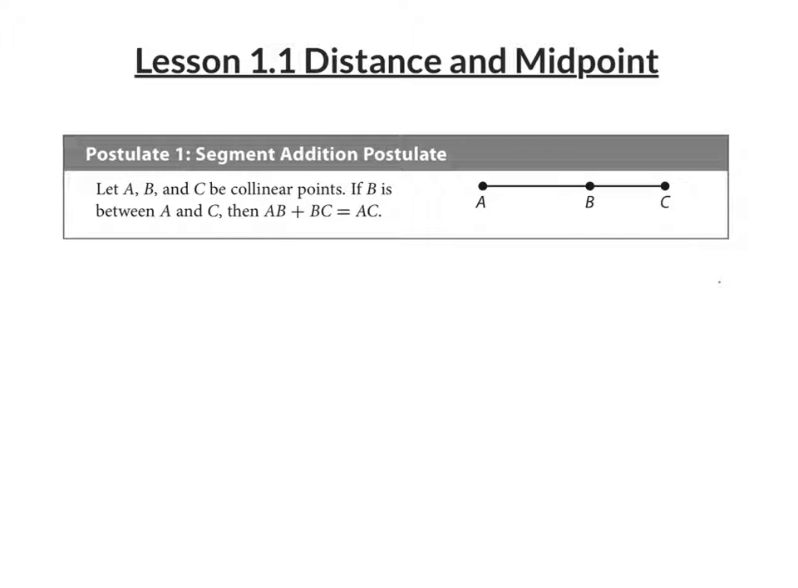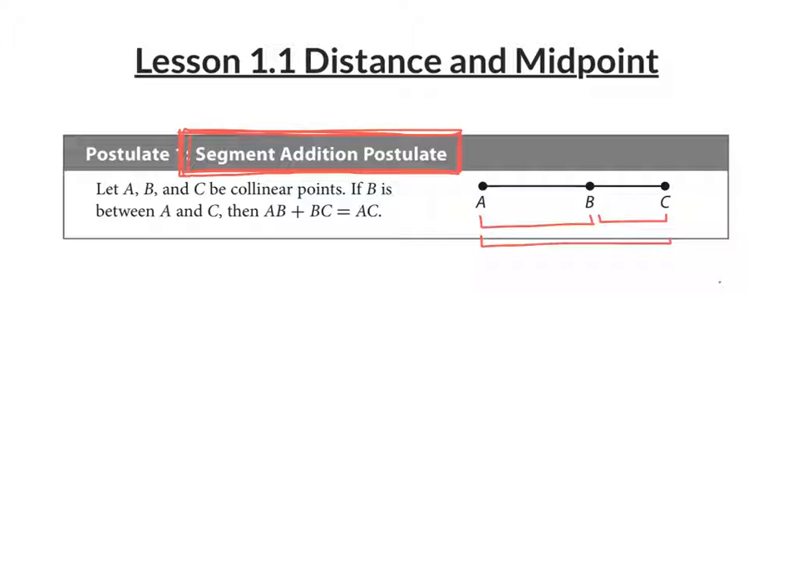Remember, a postulate is something that's just kind of common sense, so there's not really a ton of rules or proving that goes with it. So this is called the segment addition postulate. Remember, segments have endpoints. Notice that this is the segment AB and BC. And all the segment addition postulate says is that if you add AB to BC, you will get the entire thing.